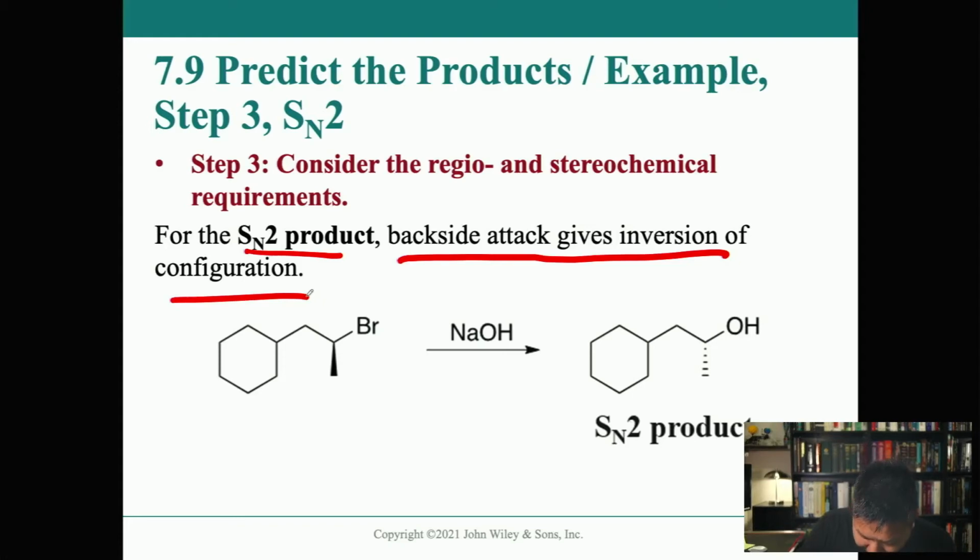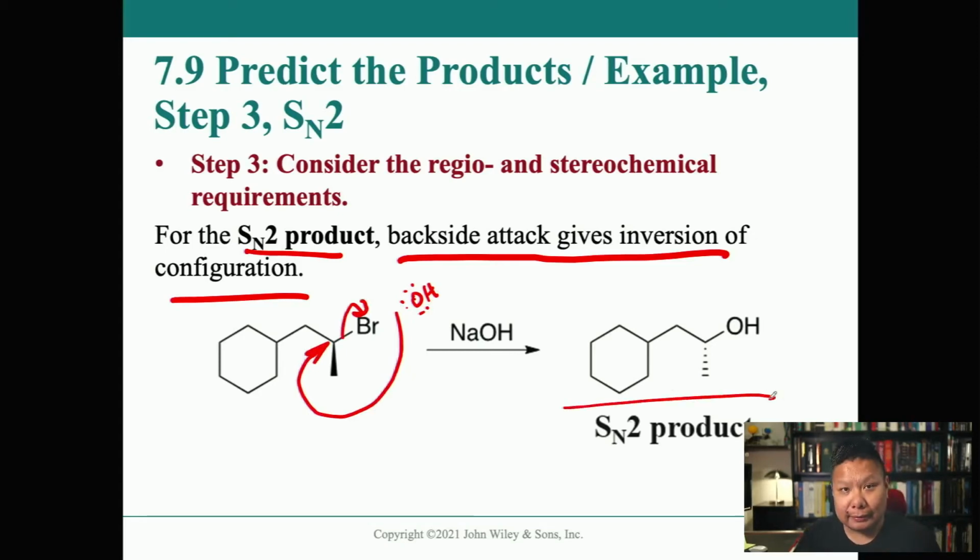Just like we saw before, since this is SN2, we have hydroxide coming over, and it does a backside attack like that, and the bromine leaves. Then we get the inverted product. This methyl used to be coming out at you, but now the methyl is going into the piece of paper. So that's your SN2 product. Again, we've established using that chart that it favors the E2 reaction, so we really don't have to do this, but it's good to know.